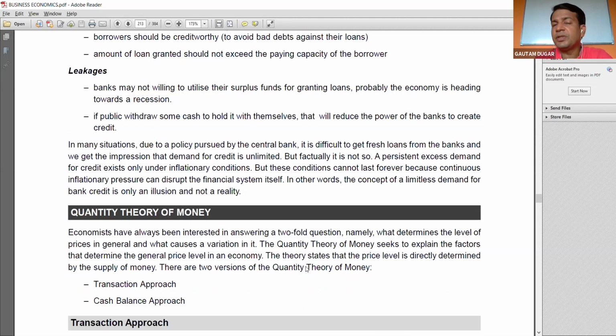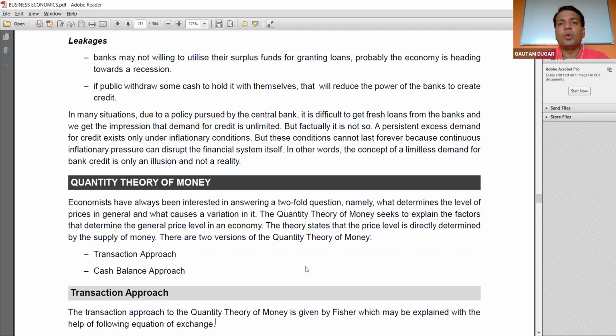Comes the quantity theory of money. The quantity theory of money was given by Professor Irving Fisher. This theory basically explains the relationship between the quantity of money and the price level. Or rather, we can also say the quantity of money and the value of money.